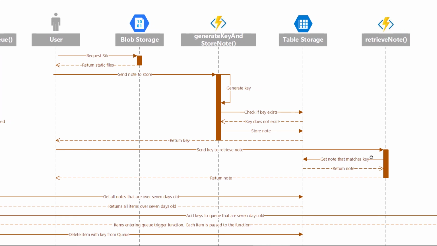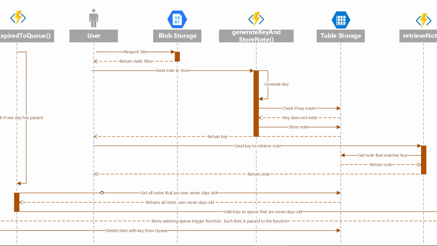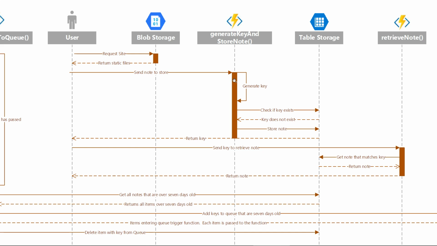And so when they want to retrieve the note, I enter the key in. It sends that key to this Azure function. That Azure function checks the table storage to see if there's a key that matches. If it does, it returns a note, and then that function returns the note back to the user. So that is the generate or store the note, and then retrieve the note.